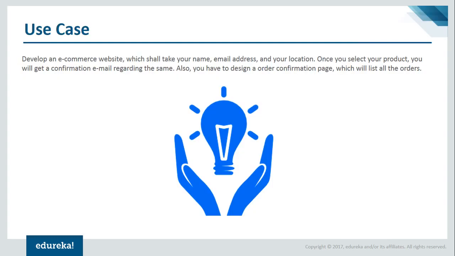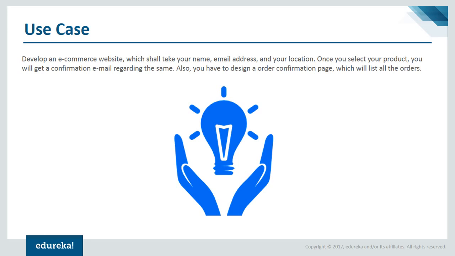Alright guys, so this is our problem statement. Basically we will be making an e-commerce website in which you'll be entering your name, your email address, your location, and then you'll be selecting a product which you wish to buy, and then you'll be clicking on submit. When you click on submit, you'll be getting a confirmation email on the email that you specified, alright? And hence we will move forward and understand how we can architect this website.